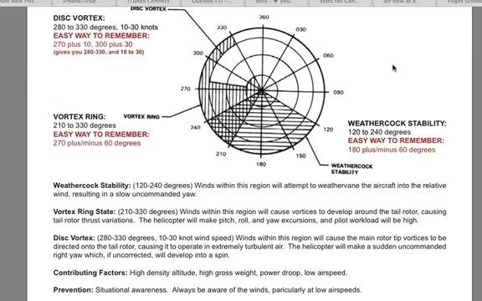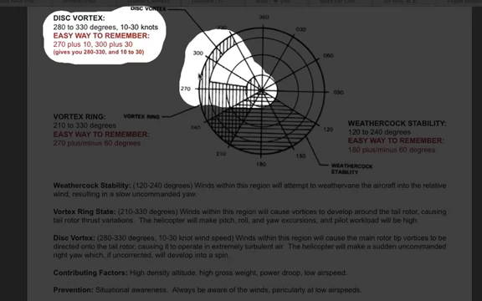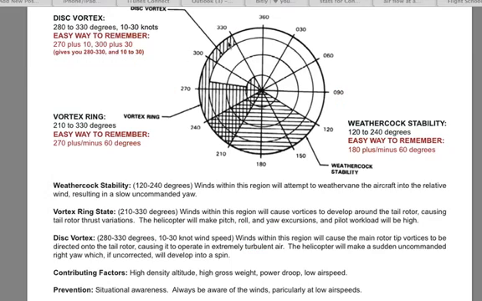Disk vortex, 280 to 330. This is the smaller section from 280 right around in here to the 330. This is when you've got winds coming off of your left front quartering tail rotor area. That's about 11 o'clock, so we'll go with like 9:30 to about the 11 o'clock. So if you have winds coming in from that section, and at a low airspeed, they're coming in through the rotor system, which is fine, and they're going straight into the tail rotor.